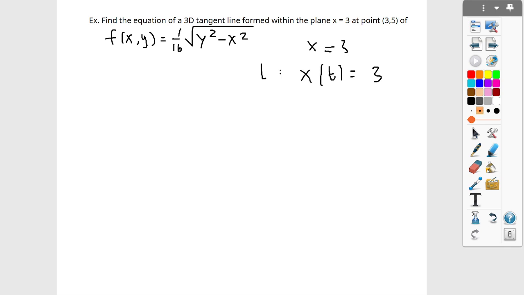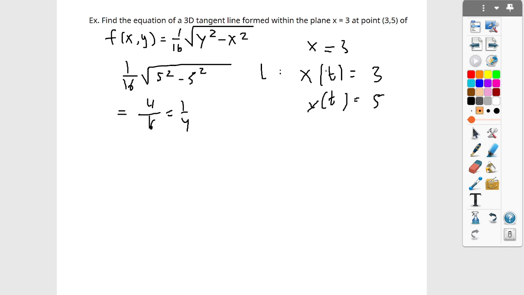Now what about 3 comma 5? If we put 3 comma 5 in here, what are we going to get for f of x y, which is our z direction? We will get 1 over 16 times the square root of 5 squared minus 3 squared, which is 16 inside. So that's 4 over 16, which is 1/4. So our z is 1/4, and we can use that as our point. So x of t is 3, y is 5 plus something t, and z is 1/4 plus something t.